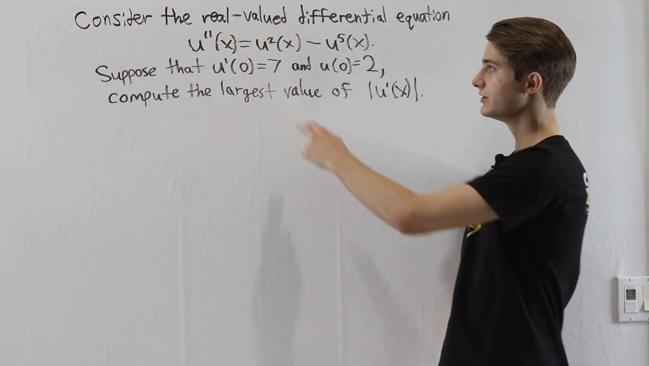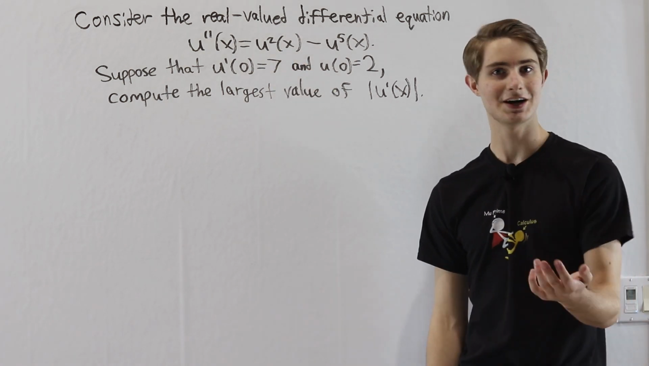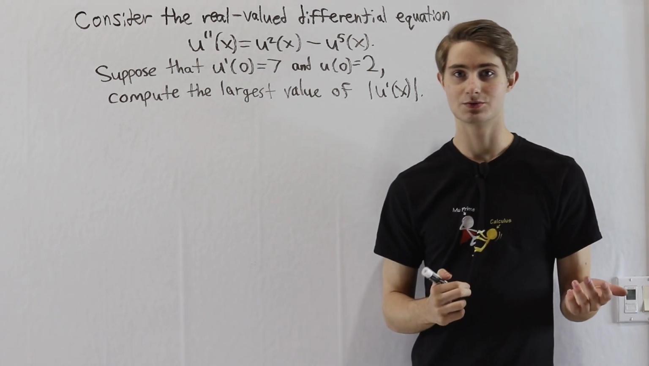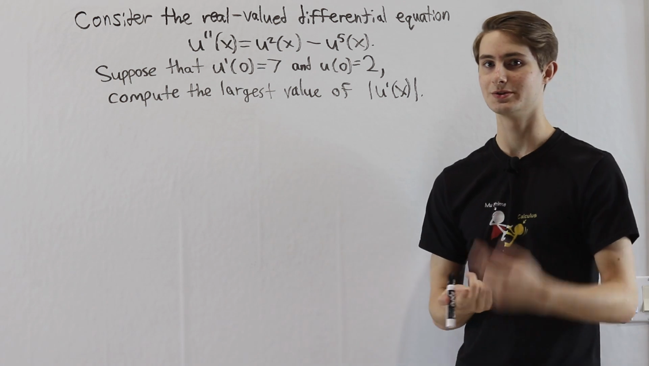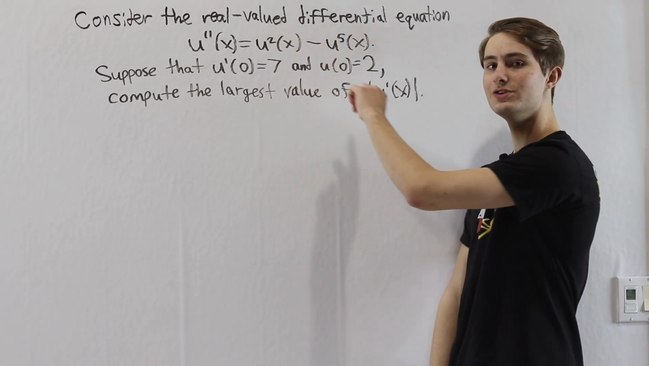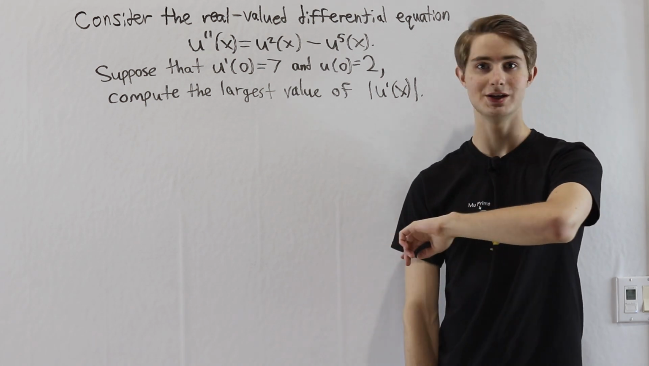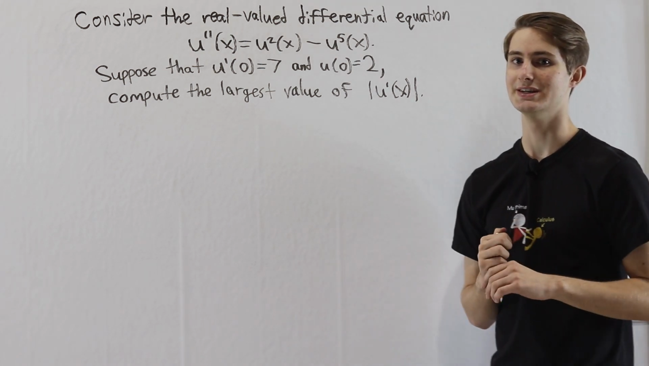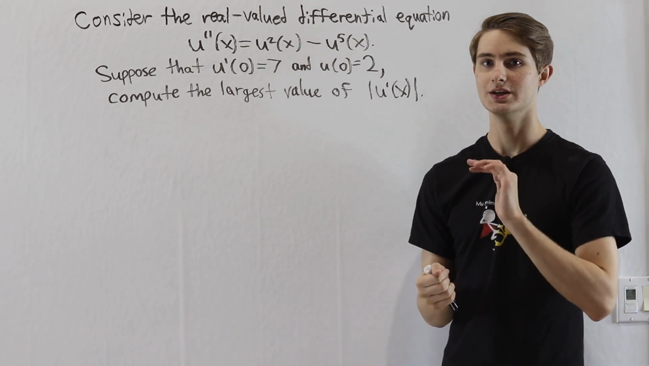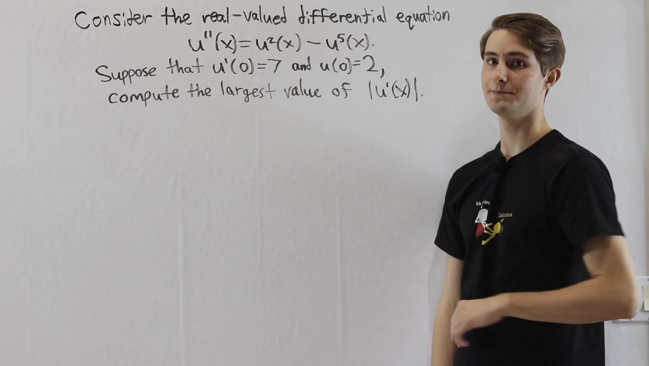Now the first thing to notice in this differential equation is it's not one that we're going to be able to solve. We can't use any of the methods we're used to, like Laplace transforms or variation of parameters or whatever, because we have u squared and u to the fifth in our differential equation, and that's going to make things really crazy to try to figure out. So we want to find a solution implicitly just in terms of u prime.